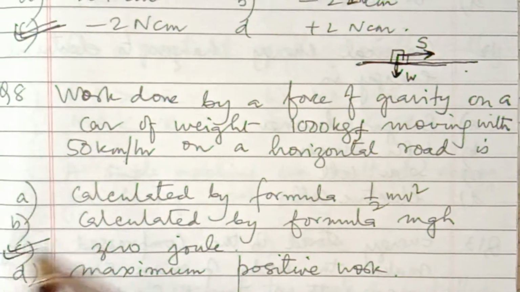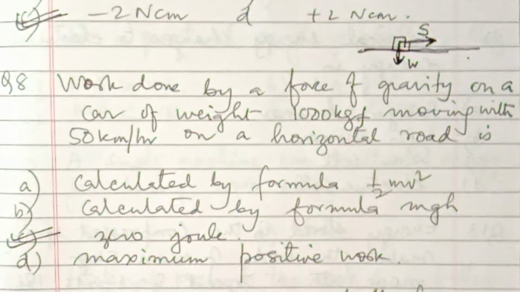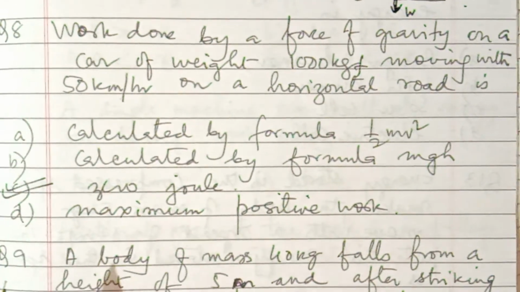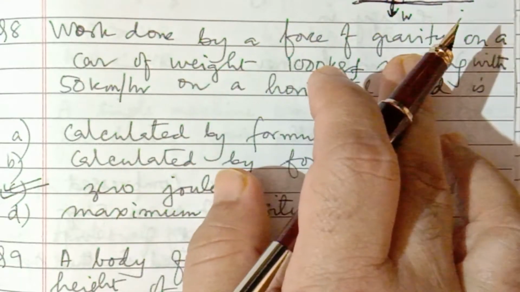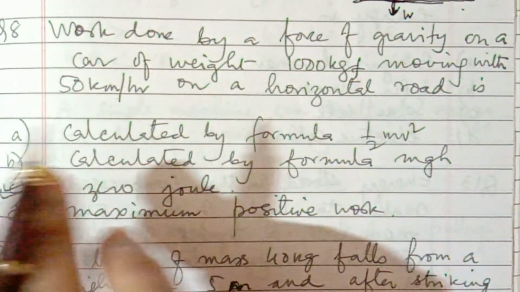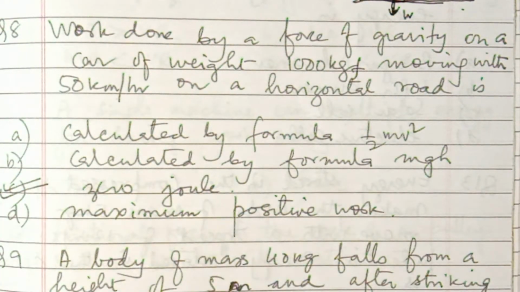So no need to use any formula. So work done is 0 joule. So remember, that's why force of gravity downwards, motion, displacement horizontal, so theta is 90. So work done is 0.